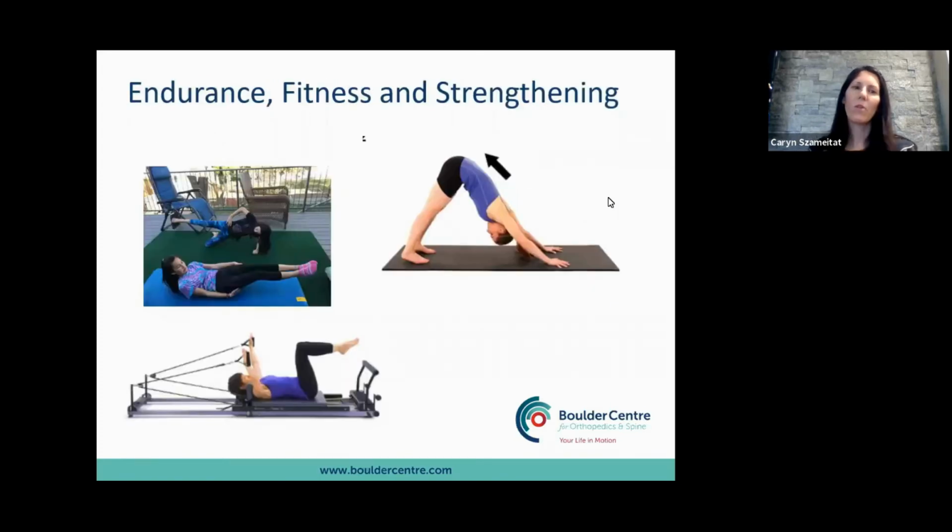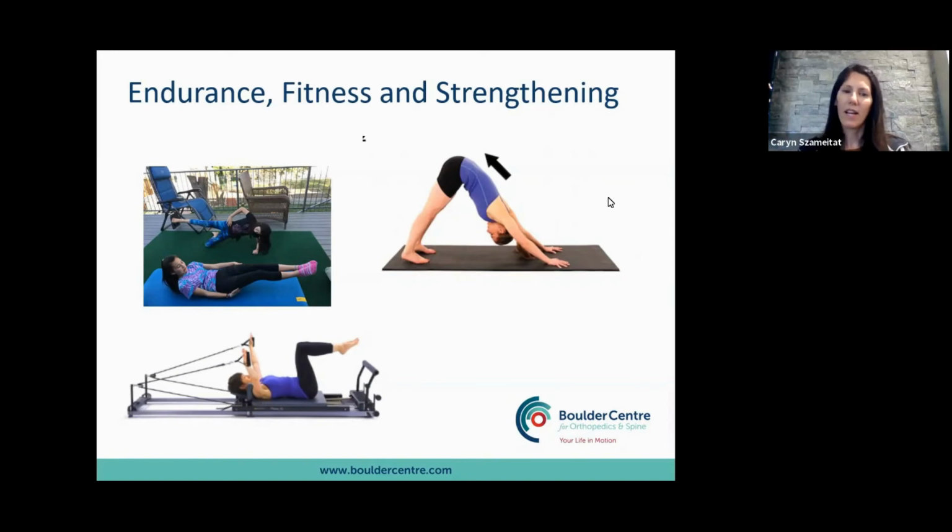All right, our next category I've titled Endurance, Fitness, and Strengthening. And this is a really big category, and it's a really important category. The activities that fall into this category have good evidence to show that they can reduce the chances of your pain becoming a chronic pain situation, and they can reduce the chances of it becoming recurrent, where you're having it happen over and over again.